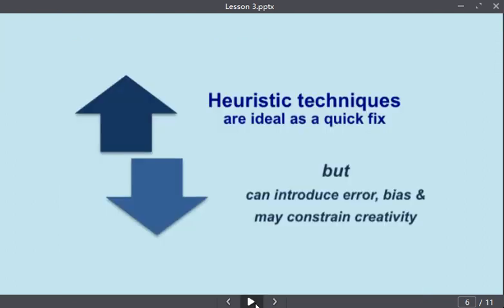So heuristic techniques are ideal as a quick fix. It can help our problem solving to become easier, to become faster, ganon. But it can also introduce error, bias, and may constrain creativity. Sabi ko nga kanina, if we are using this kind of techniques, most likely we are losing our creativity and innovation. Like formal method problem solvers should always be aware of relying heavily on one or more heuristics because it can introduce error, bias, and it can lose your creativity, your critical thinking skills.